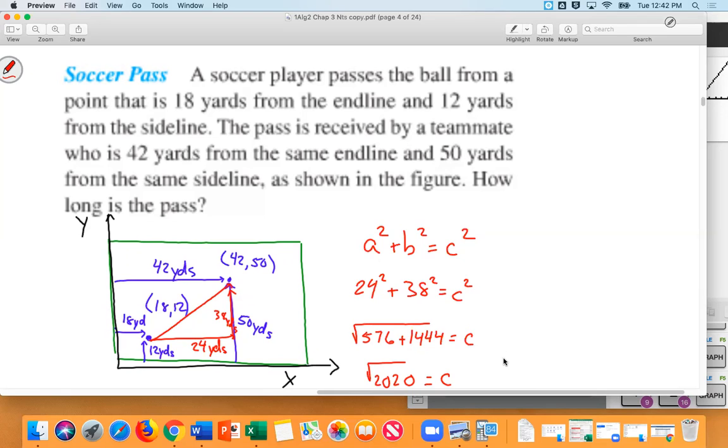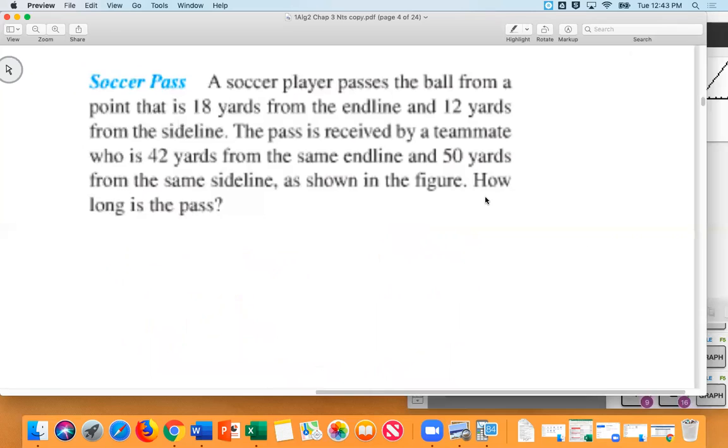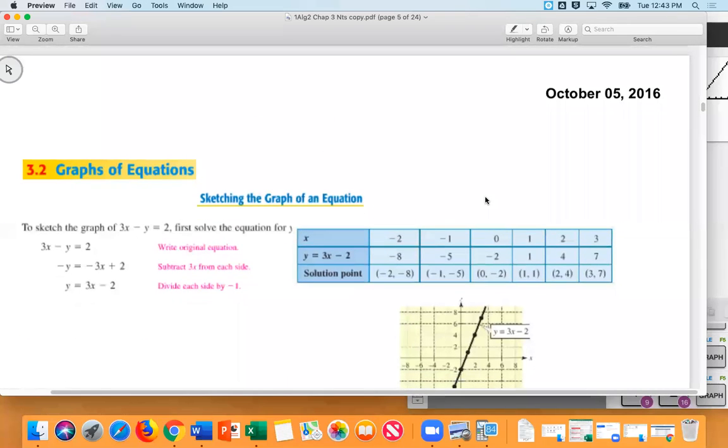I don't know, like 47? You're close. It's 44.9. So C is approximately 44.9 yards, and we would just probably say it's about a 45-yard pass. And that brings us to the 3.2, right?